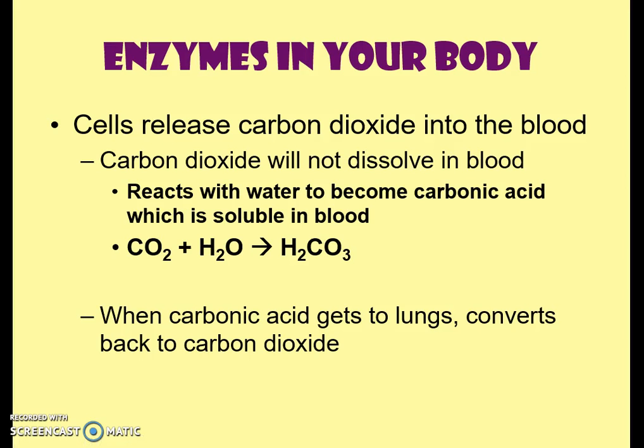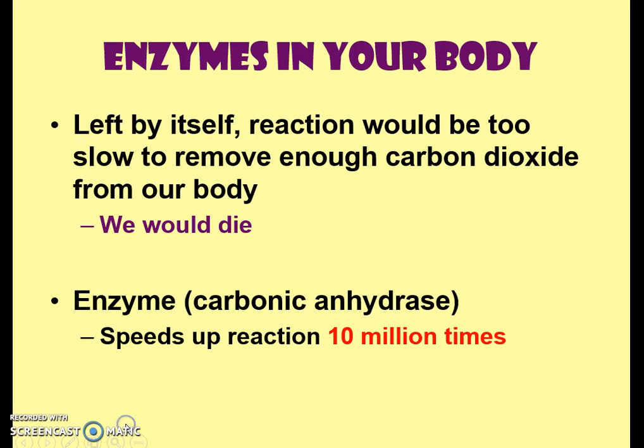So rainfall doesn't have a pH of 7 because it's not pure water. It reacts with the carbon dioxide in the air, and it produces some carbonic acid in the rainfall. So rainfall normally has a pH of about 5.6 or so, slightly acidic. Carbonic acid is soluble in the water, in the blood. So that's how it gets transported back to the lungs, and then it gets converted back to carbon dioxide. If you left this reaction by itself, though, it would be much, much too slow to remove enough carbon dioxide. We would probably die from a buildup of gases in our blood.